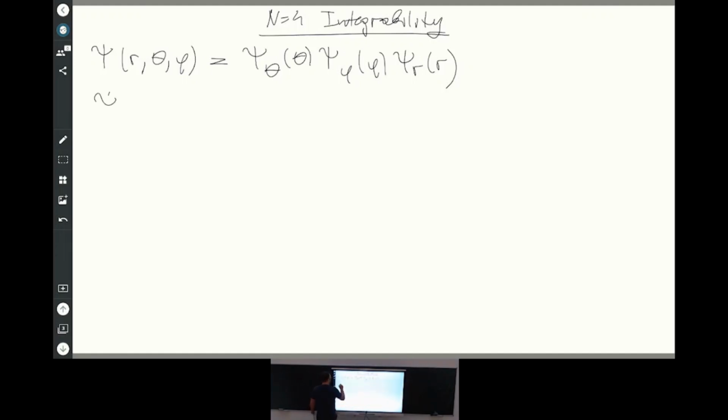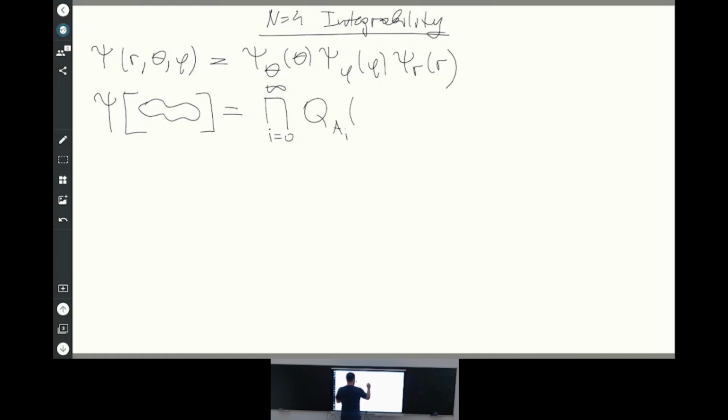Now for the string, the string wave function, or for n equals 4, is a functional of the string configuration, right? So it has infinitely many degrees of freedom, but it's not a big deal, because we just need to take an infinite product. And now, what was psi is traditionally denoted by q.